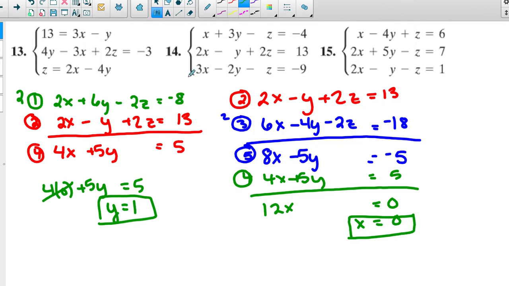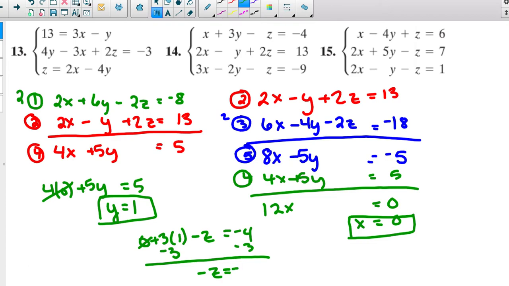Let's go ahead and put it into the first one. We have 0 plus 3 times 1 minus z is negative 4. Well, that just cancels out. 3 times 1 is 3, so let's subtract 3 from both sides. And you have negative z is negative 7. We cannot have a negative variable, so we multiply through by a negative, making those positive. And your ordered triple will be 0, 1, and 7.